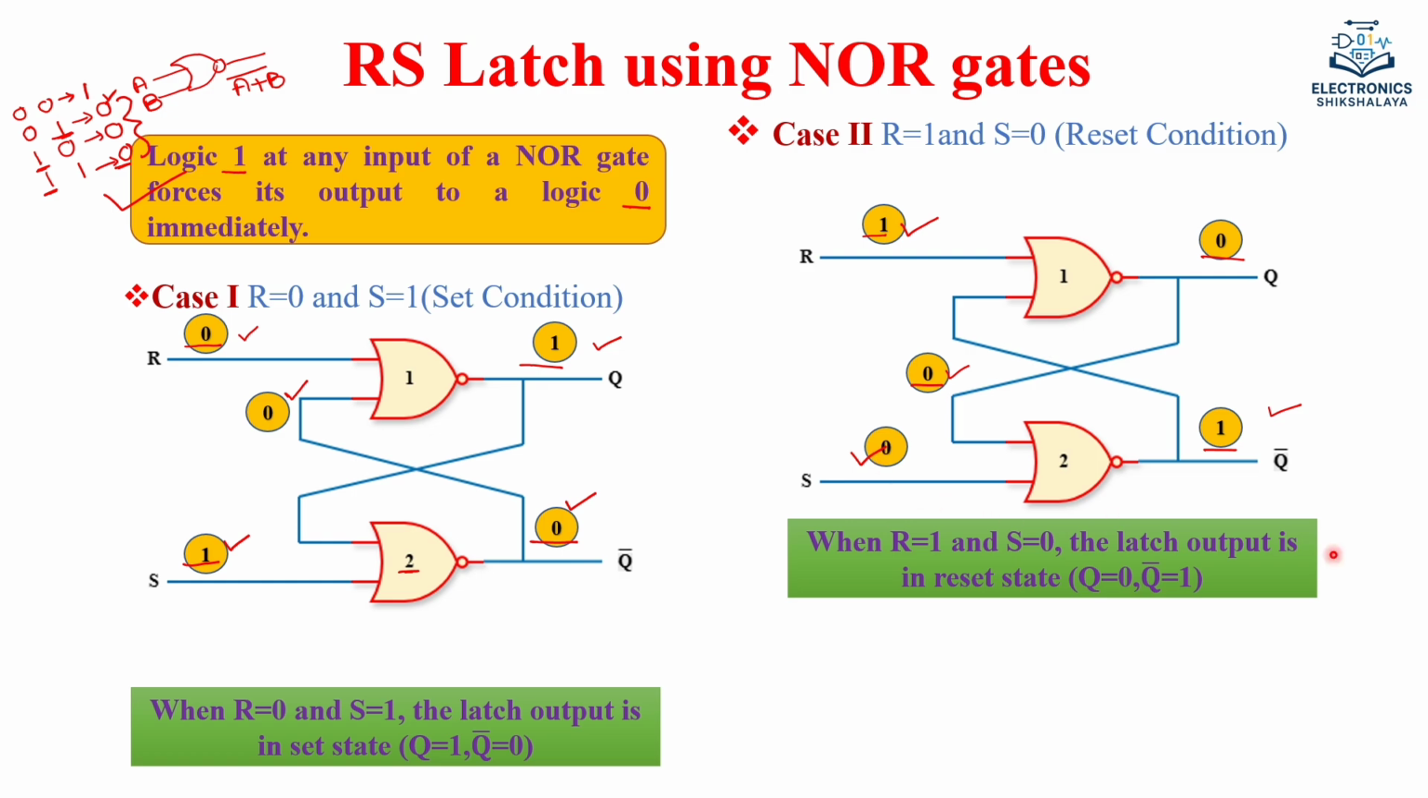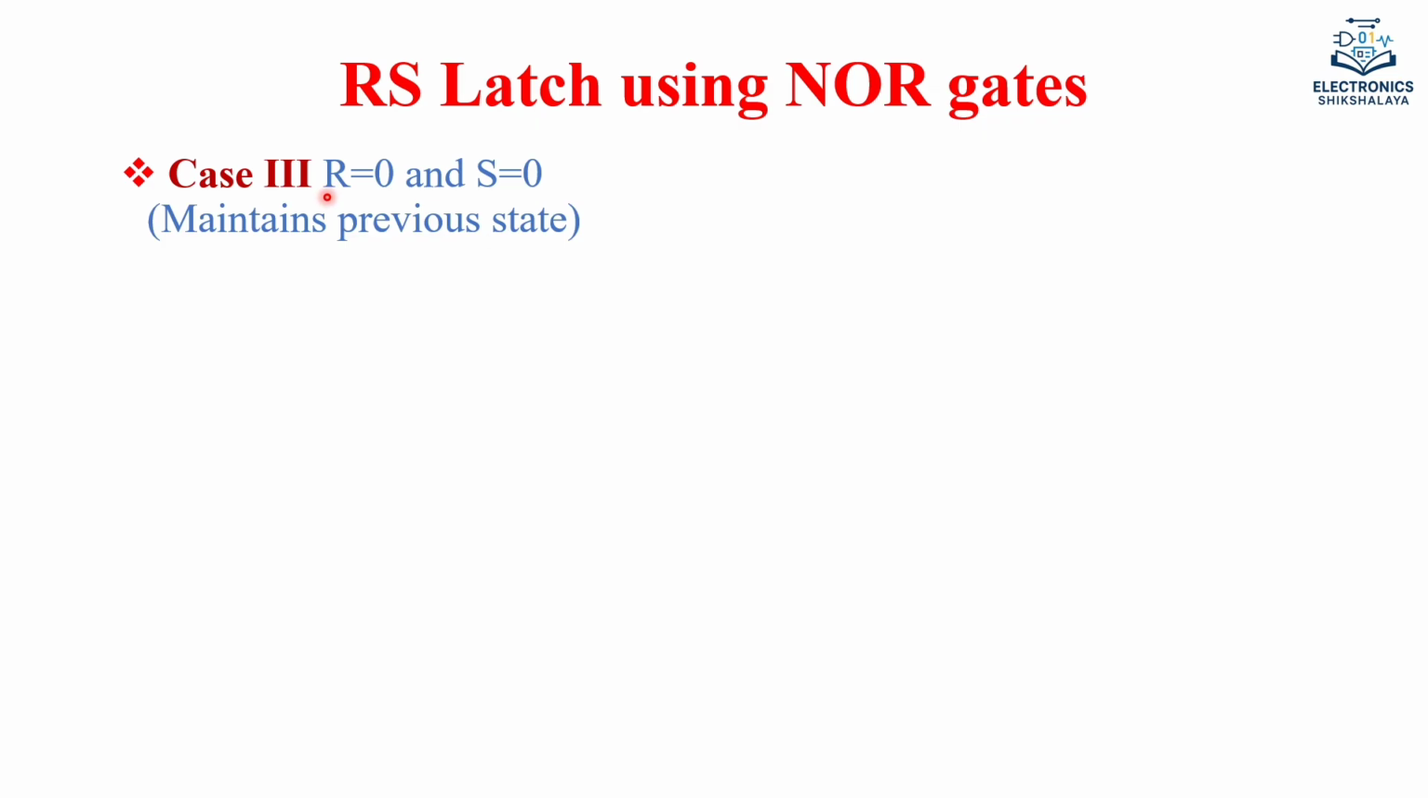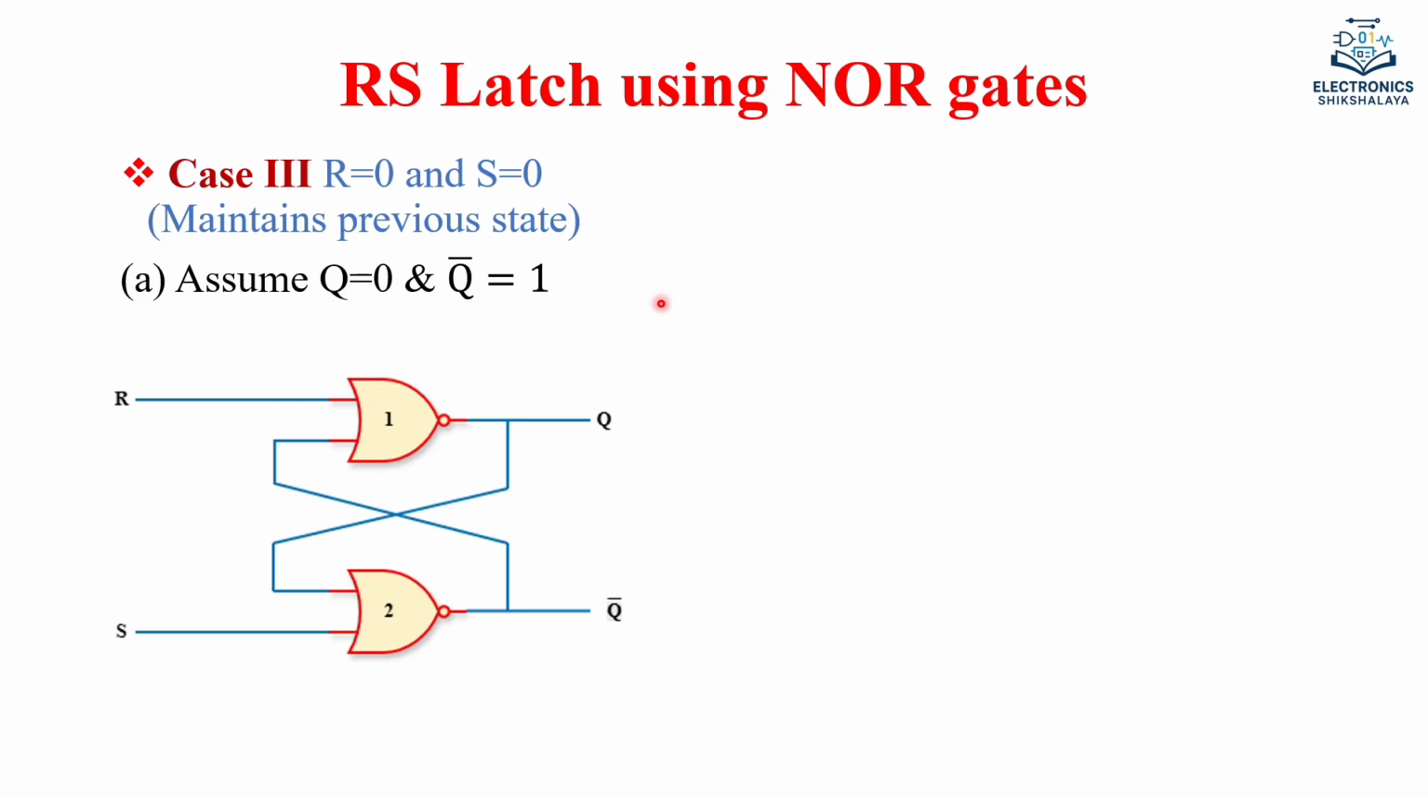Okay, let us move on to our third case, where both inputs are 0, 0. R value and S value are both 0, 0. In this case, we have to assume, as in the first case, Q equal to 0 and Q bar equal to 1. So why are we assuming? Let us see. R value and S value both are 0, 0. In this case, we cannot predict the outputs.